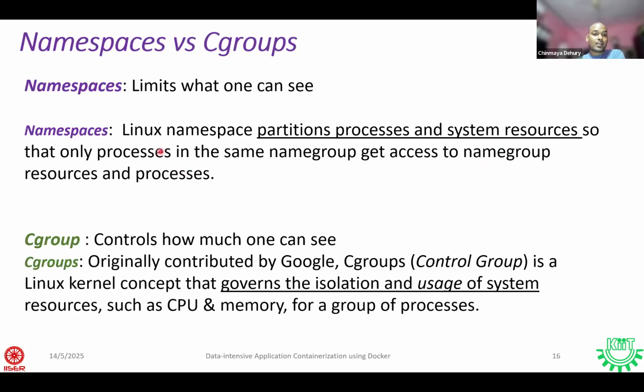So let's understand what a namespace is. As you can see, it simply limits what one can see. For example, if you look at a Linux system right now, you would be able to see different numbers of namespaces. A Linux namespace is just a partition of processes and system resources, so that a process can only see the resources in the same namespace.